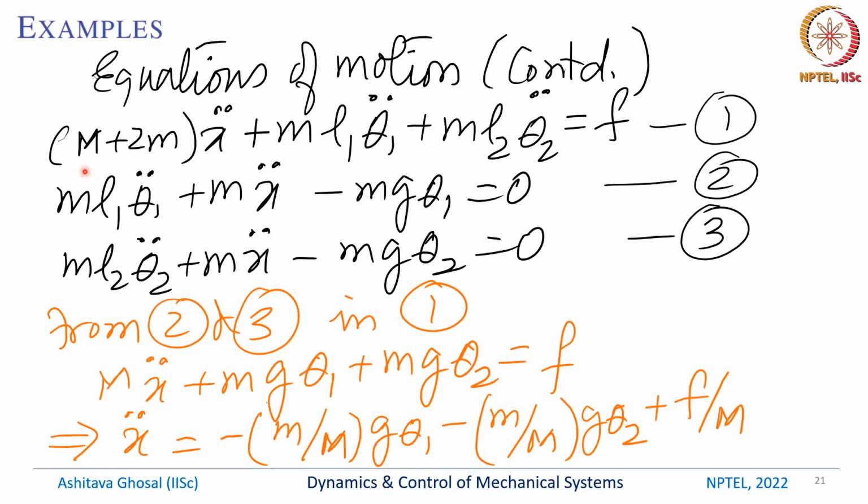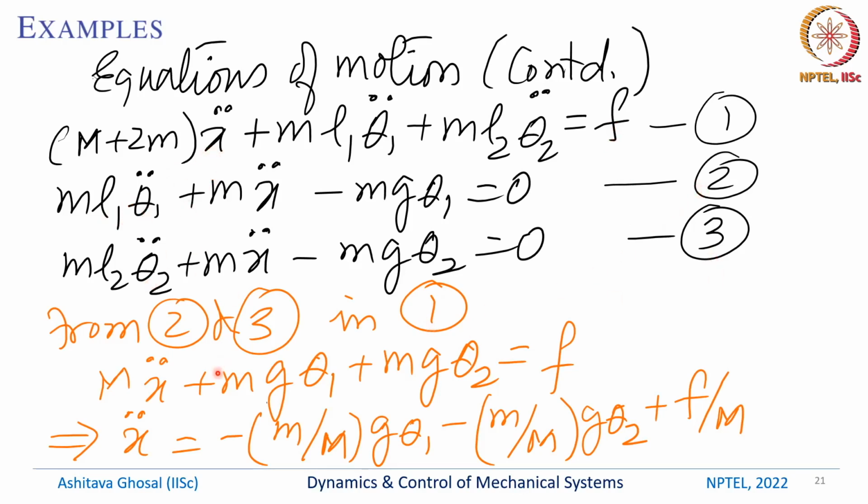So the first equation is (M + 2m) x double dot + m L1 theta 1 double dot + m L2 theta 2 double dot = F. This is equation 1. M L1 theta 1 double dot + m x double dot - m g theta 1 = 0. And similarly for the second pendulum, m L2 theta 2 double dot + m x double dot - m g theta 2 = 0. So we have three equations in three unknowns: theta 1, theta 2 and x.